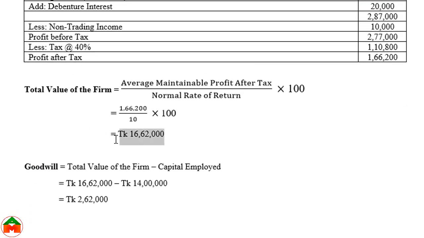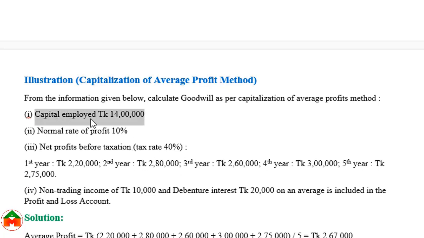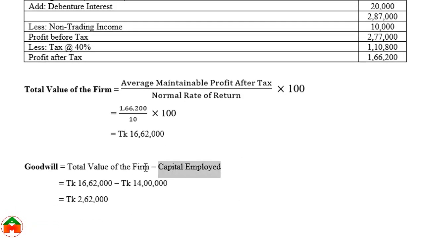And to get the goodwill, we need to deduct the capital employed from the total value of the firm. Here the total value of the firm is 16,62,000, and capital employed, from the question we can see capital employed. If we deduct the capital employed from the total value of the firm, we will get the goodwill. Here the goodwill amount is 2,62,000.